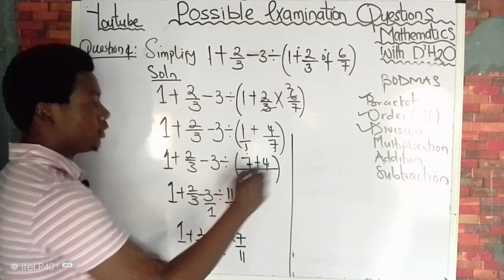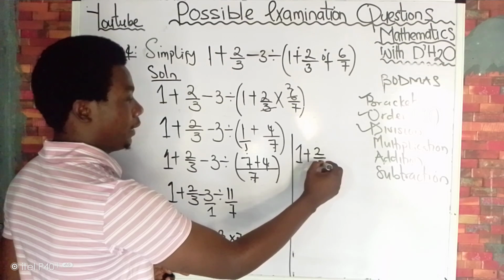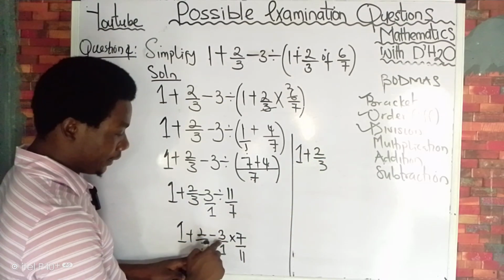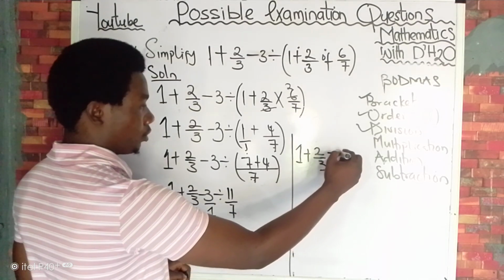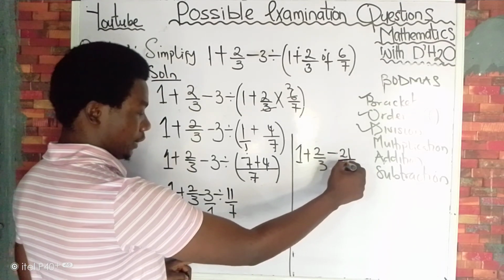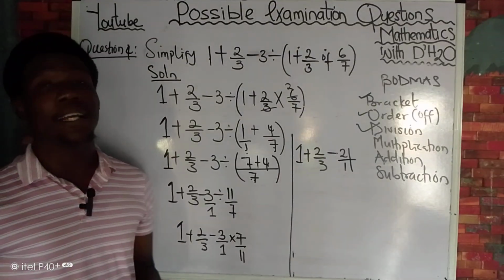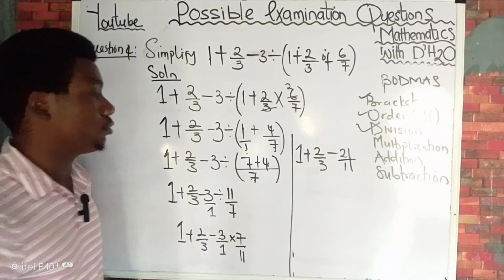So what do we have now? We have 1 plus 2 over 3. Now, this times this will give us minus 21. And here will give us 11. That's what we have. So you have to be careful when simplifying fractions. So what do we have to do now?